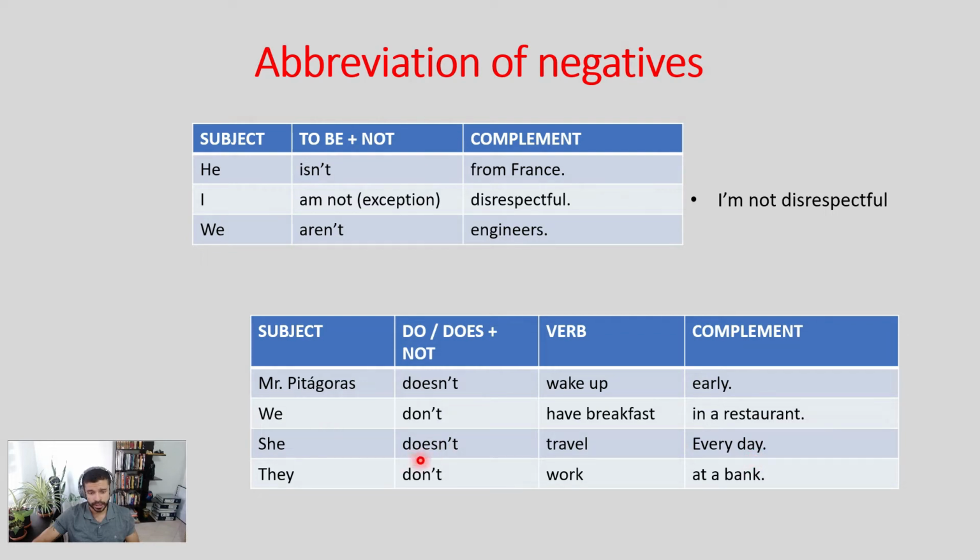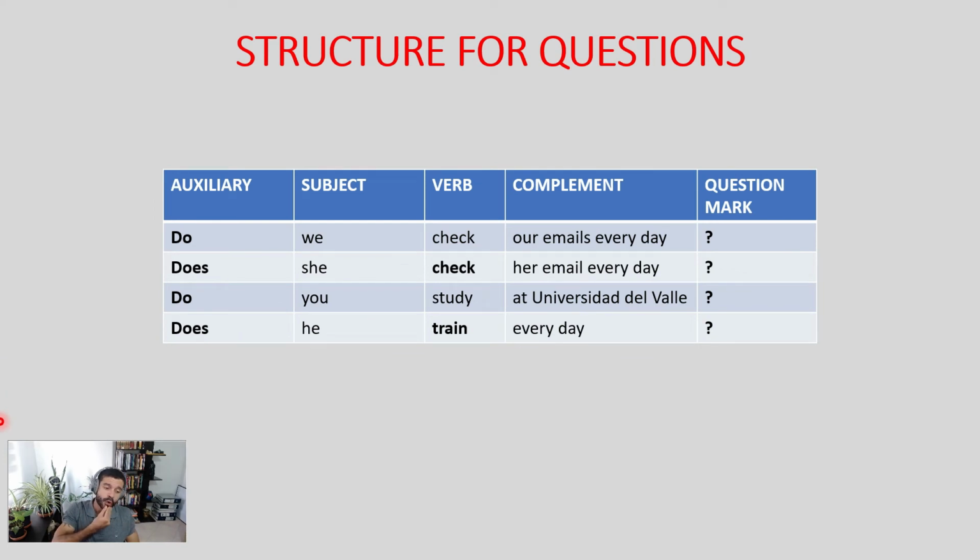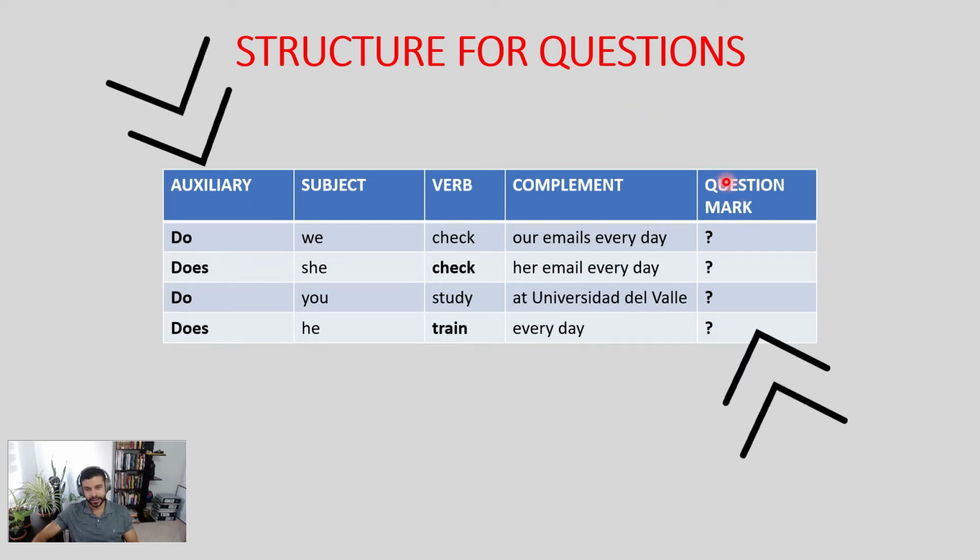So here is something to highlight. The rule for adding es or s or ies only applies to affirmative. Forget about it in negatives, in questions. Just don't think about it. So, structure of questions. This is very simple. In affirmative statements, we only had subject, verb, complement, remember? Here we have two extra columns. One at the beginning, auxiliary, and one at the end, question mark.